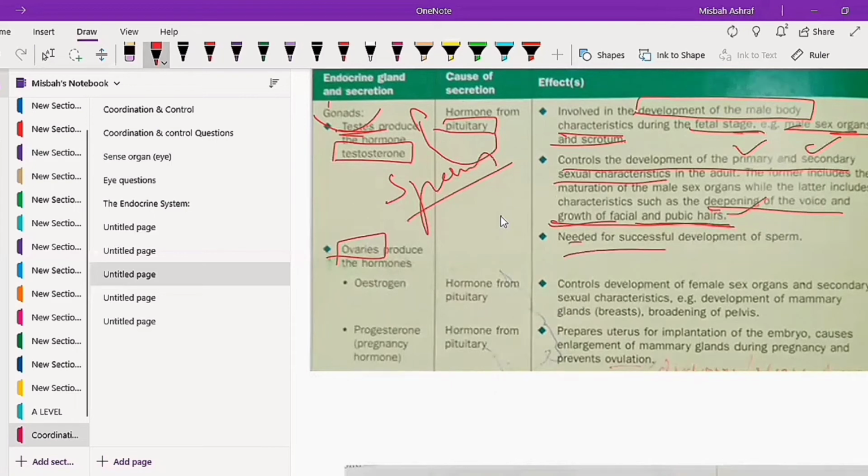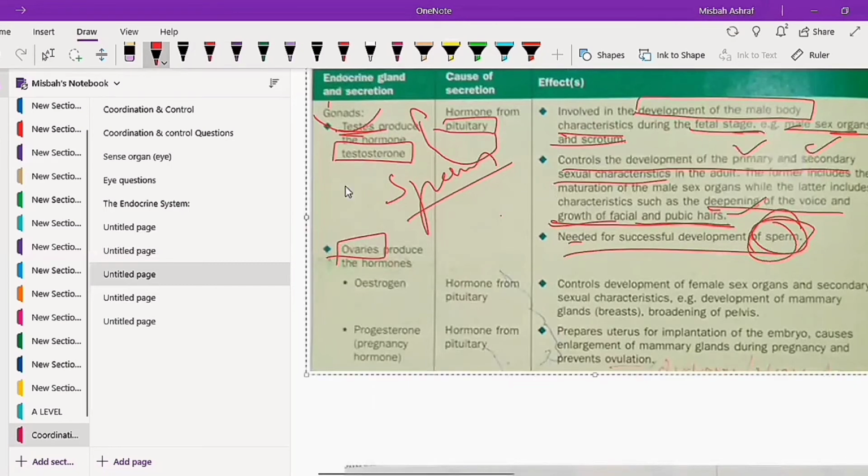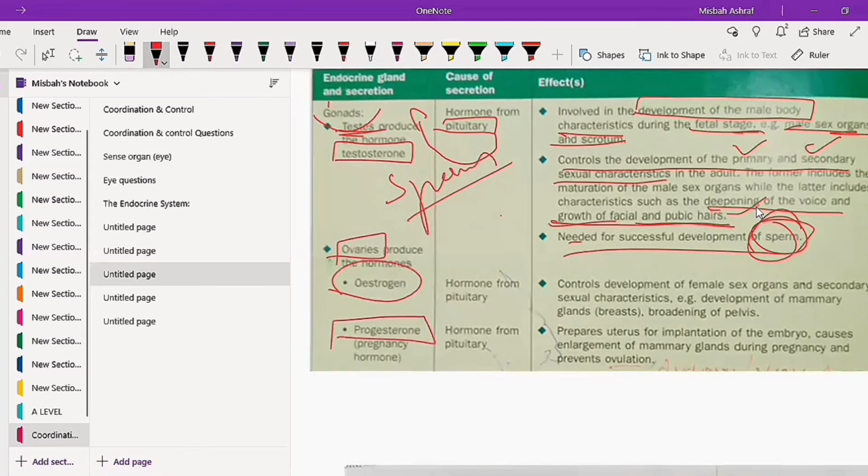And then it's also needed for the development of the sperm. This is the primary structure. Sperms are the sex cells of the male. In female, the ovaries, these are the reproductive organs. They produce hormones. One is the estrogen and other is the progesterone. These are also secreted by the influence of the pituitary, right?